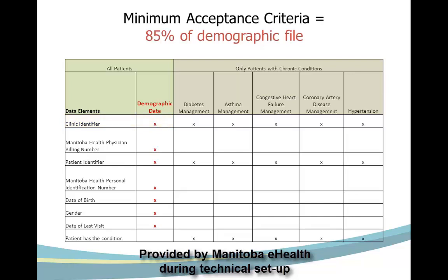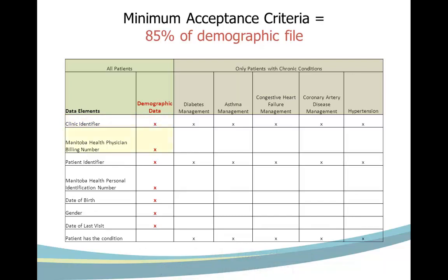This will be provided to you by Manitoba eHealth during the technical setup to transport your data. Manitoba Health Physician Billing Number, used to confirm enrolled clinicians have submitted data in order to release reimbursement funding. A patient identifier, which is a unique number assigned to the patient automatically by the EMR. Manitoba FIN number, which is used to track quality indicators for patients. Date of birth used to determine age necessary for several indicators. Gender used to determine eligibility for certain indicators. And date of last visit.